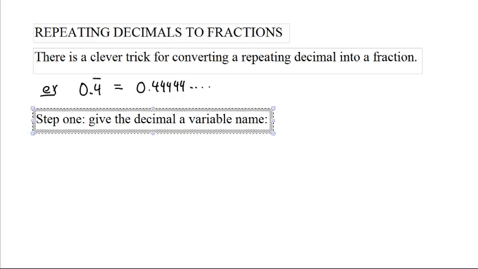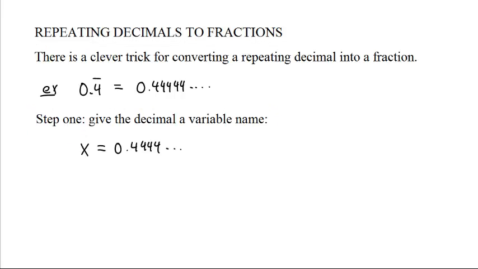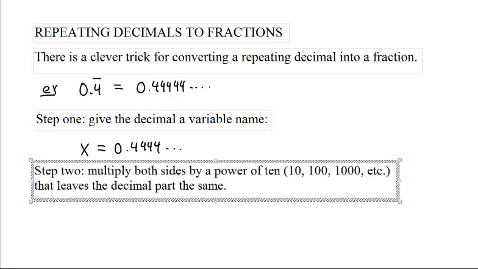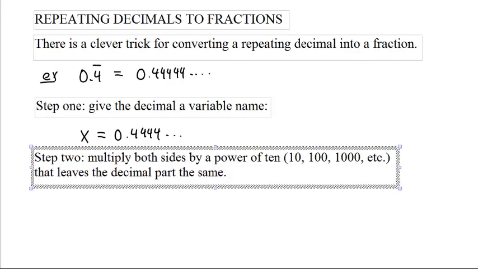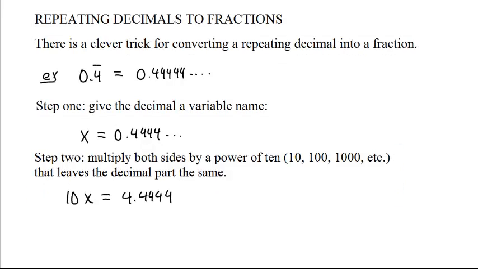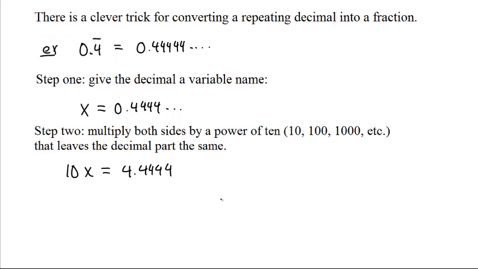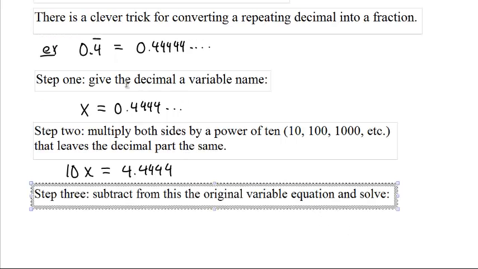Step 1, give the decimal a variable name. Say x equals 0.444444. Step 2, multiply both sides by a power of 10 that leaves the decimal part the same. First of all, if we multiply both sides by 10, we get 10x on the left, and on the right side, multiplying by 10 moves the decimal point just 1 place to the right, and it turns it into 4.444444. What we want is for everything after the decimal to be the same for both of these, and that happened. Step 3, subtract the original equation from this new equation.